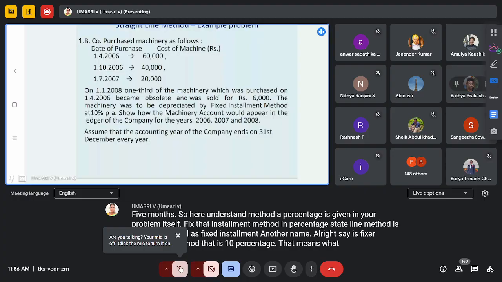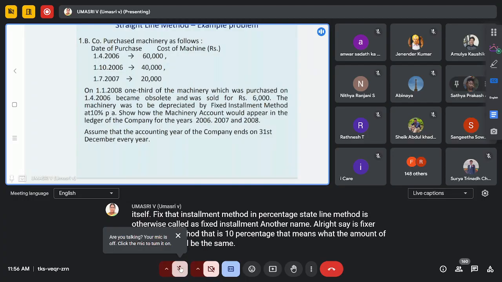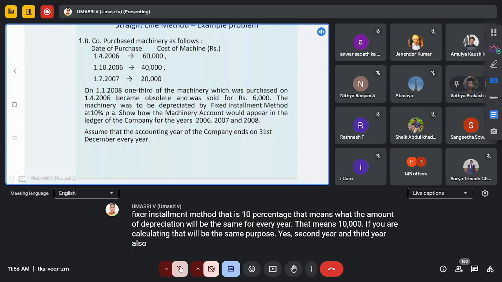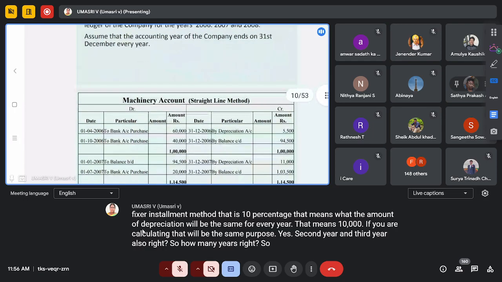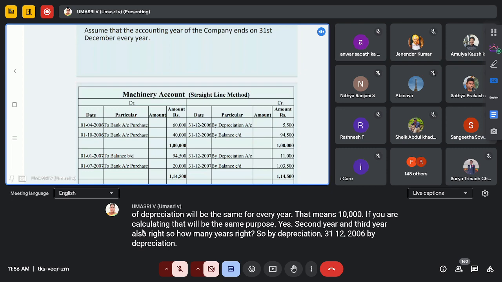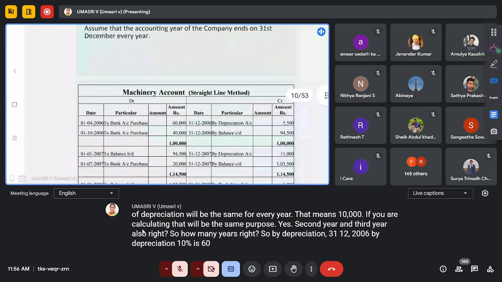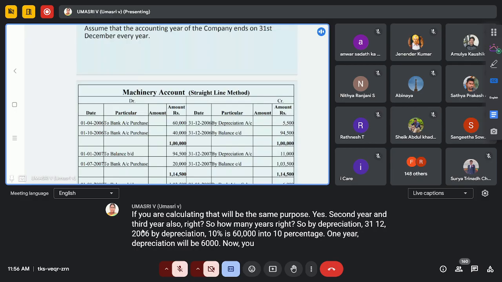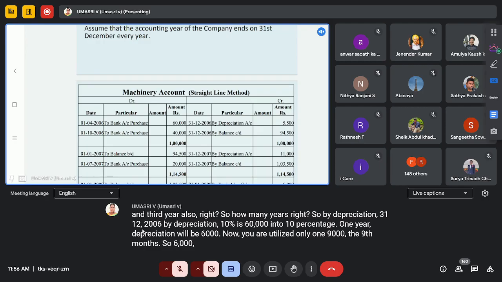That means the amount of depreciation will be the same for every year. If you are calculating 10,000, that will be the same for the first year, second year and third year also. Right? So by depreciation, 31/12/2006, 10%, 60,000 into 10%, one year depreciation will be 6,000. Now you have utilized only 9 months. So 6,000 into 9 months, you have to calculate.